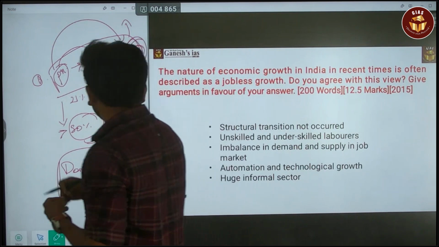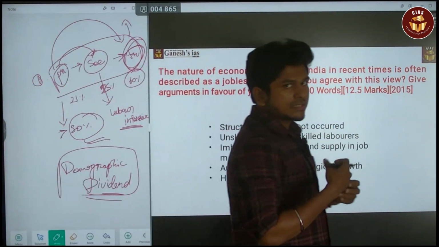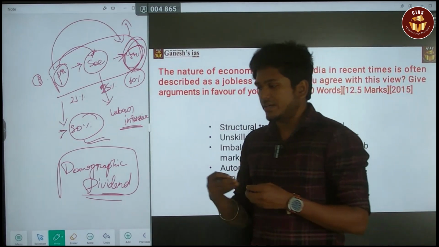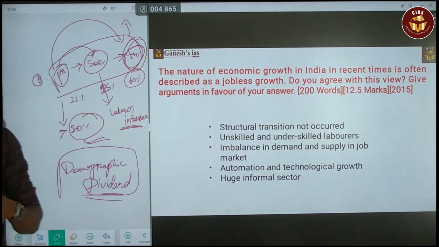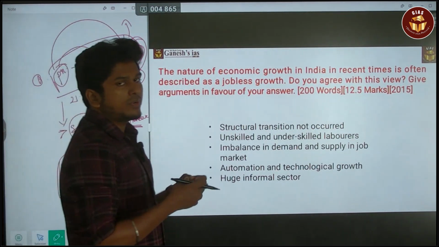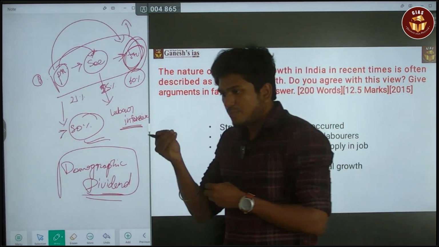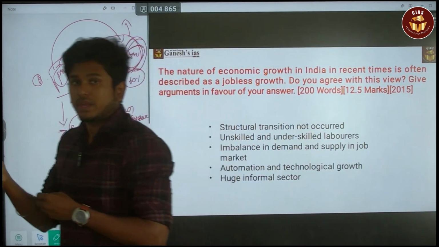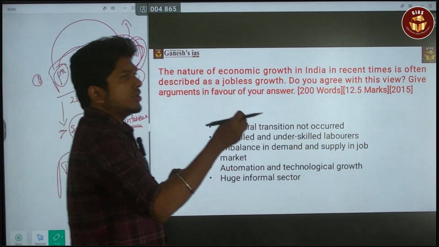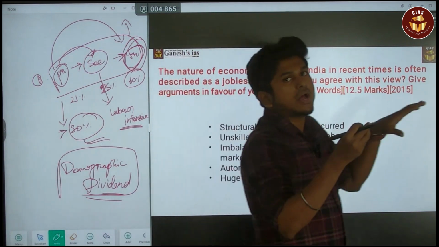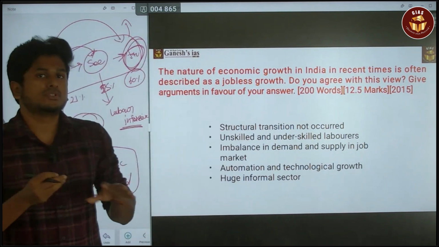Next, automation and technological growth. Obviously, this means structural unemployment is happening. In reality, in India, due to the huge growth in automation, Internet of Things, and AI, that leads to joblessness. At the same time, the minuscule number of people who are able to adapt to this technology are growing. So the economy is growing, and at the same time a huge chunk of people are unemployed. That leads to joblessness and jobless growth.